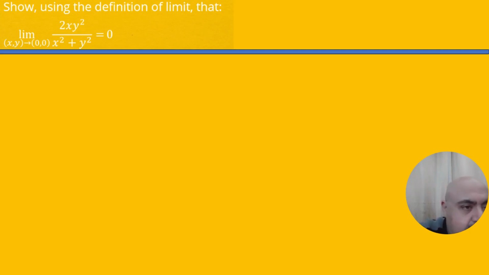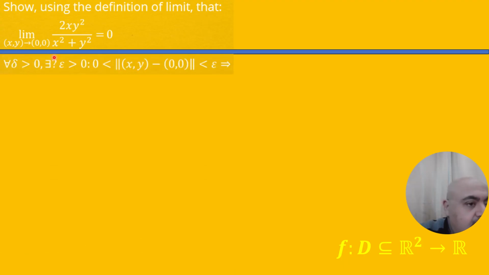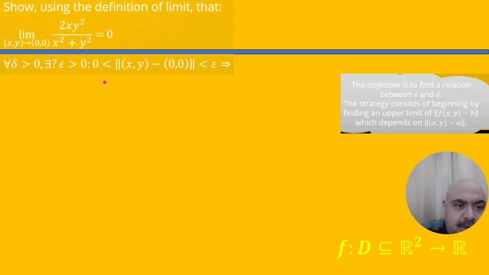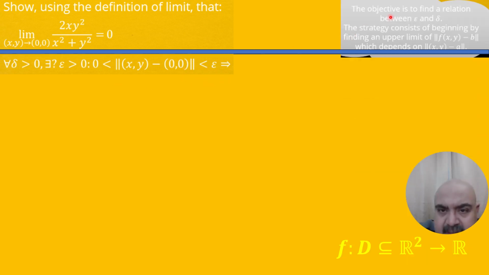Another problem with the same definition, but in this case I will be dealing with a function of several variables into R. So I'm dealing with a function from R2 into R. This is my function, that's the value at the origin, and this is (x, y) tending to the origin. So once more, for delta greater than 0, there exists epsilon greater than 0 such that the norm of (x, y) minus the origin is less than epsilon and greater than 0.